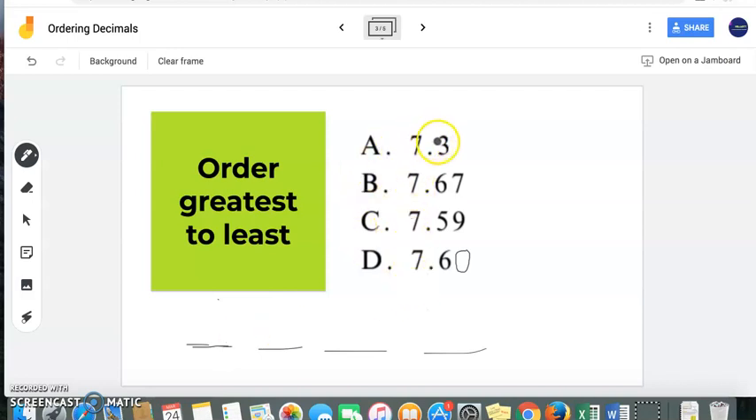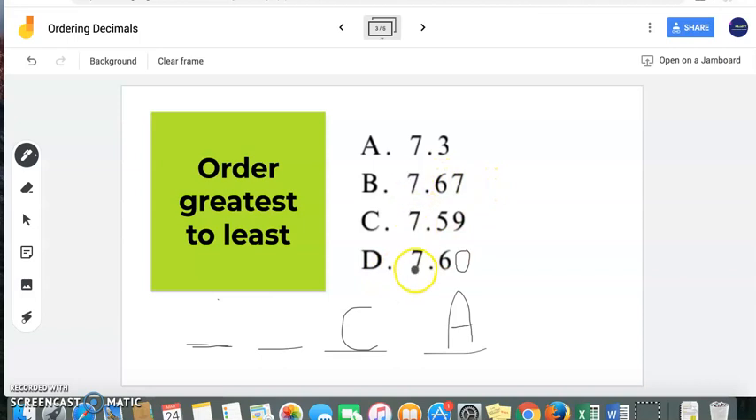So I'm going to now move to the digits in my tenths place. And I want from greatest to least. So I see 3, 6, 5, and 6. So right away I see that 3 is the smallest number. So 7 and 3/10 has to be the smallest number. And then the next smallest was 7 and 59/100 because my digit in my tenths place was a 5. So C is going to come next. But now for my first 2 numbers, I have to decide, is it going to be B or D as my largest number? So now I'm going to take a look here.